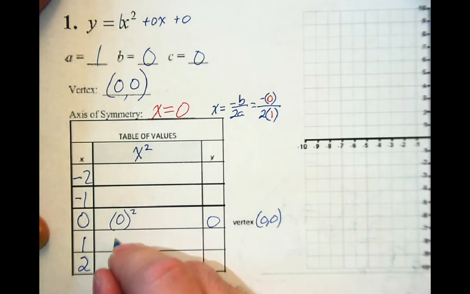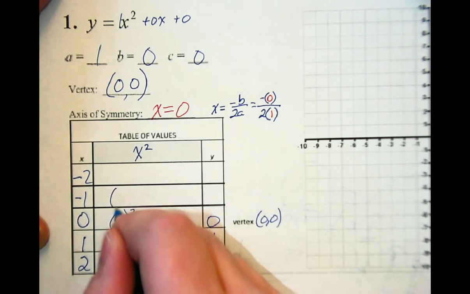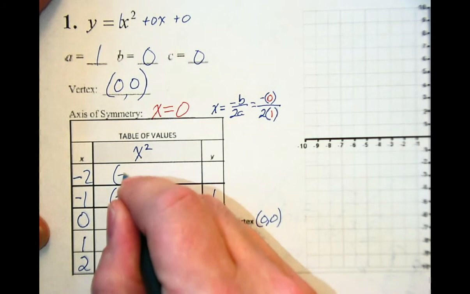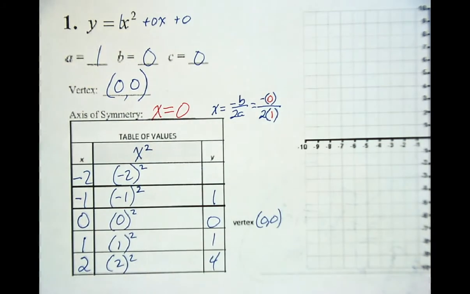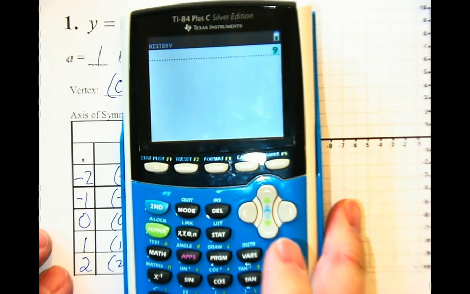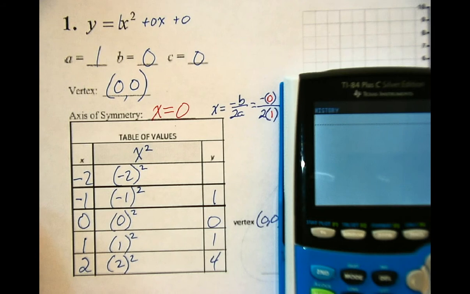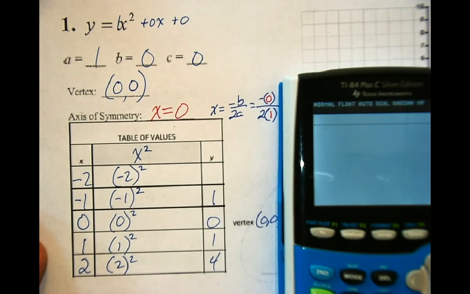So 1 squared is 1. 2 squared, 4. Negative 1 squared, 1. Negative 2 squared, 4. I want everyone to put negative 2 squared on your calculator. Make sure it's 4. Go for it. How many of you got positive 4? How many got negative 4? Now, the reason is, if I go negative 4 and I square it, I get negative 16.